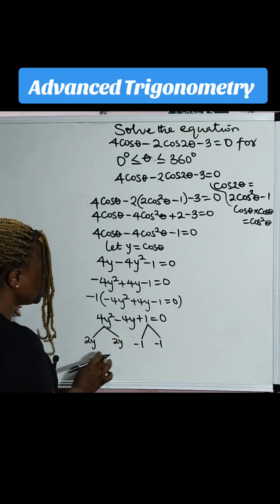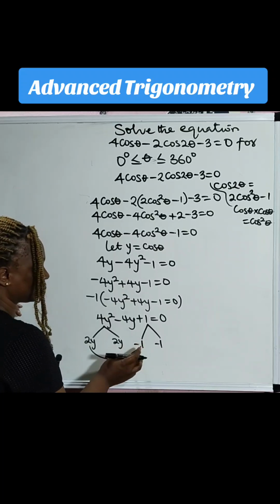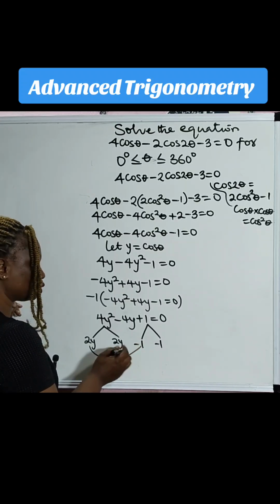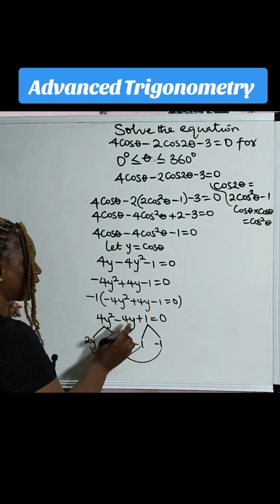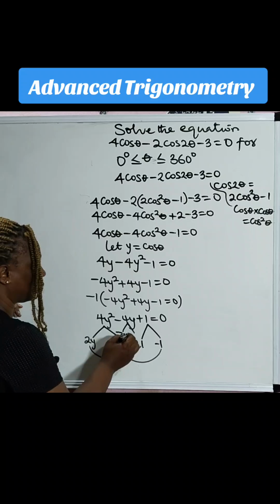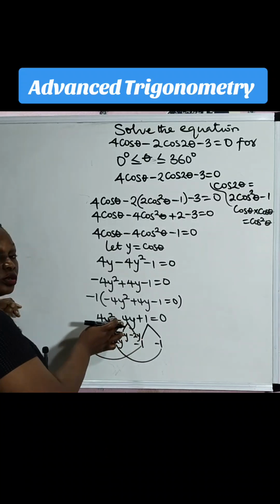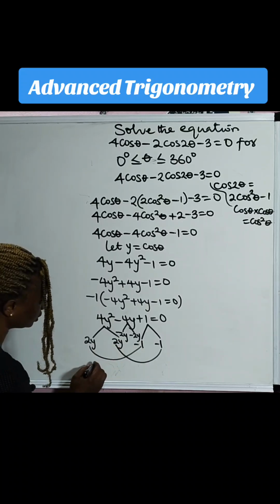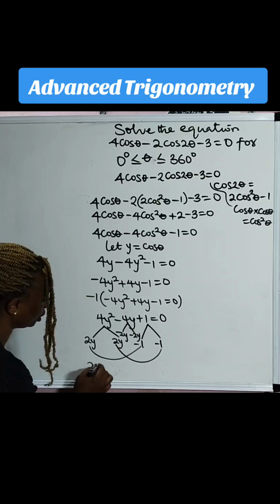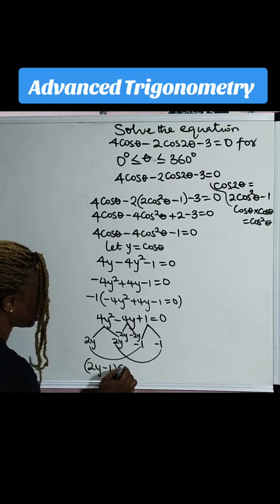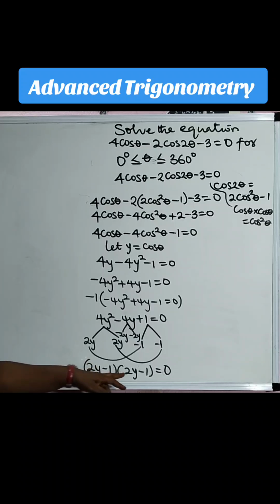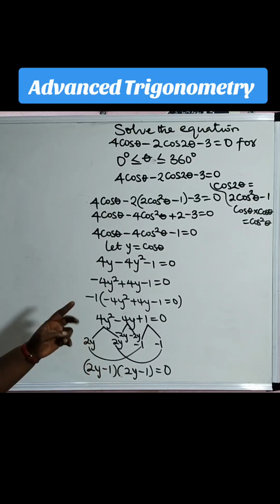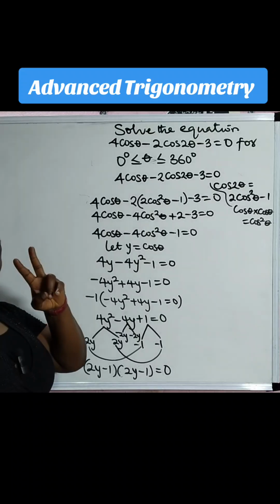Then 2y times minus 1 will give us minus 2y. 2y times minus 1 will give us minus 2y. Minus 2y minus 2y will give us minus 4y. So we now have that the factors of this quadratic equation will be 2y minus 1 and 2y minus 1 equal to 0. Now, since we have the same factor, okay, that is to tell us that we are going to have one answer twice.